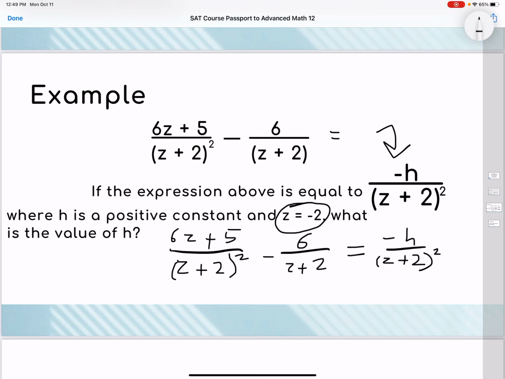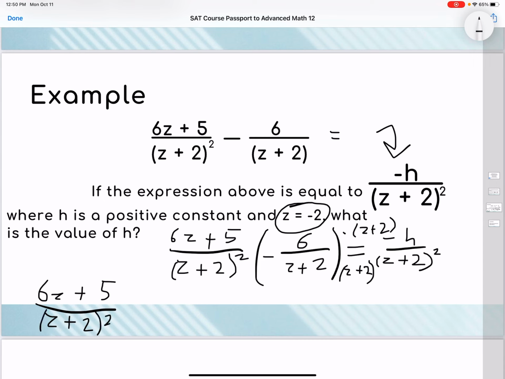So we have to ask ourselves, how can we get z plus 2 to be z plus 2 squared? And the answer is multiply that entire term in the middle by z plus 2. And that has to be, of course, both the numerator and the denominator. So if we do that, then the first term there will stay the same, 6z plus 5 over z plus 2 squared. Now the whole point of doing that was that the denominator would be the same, that common denominator of z plus 2 squared.